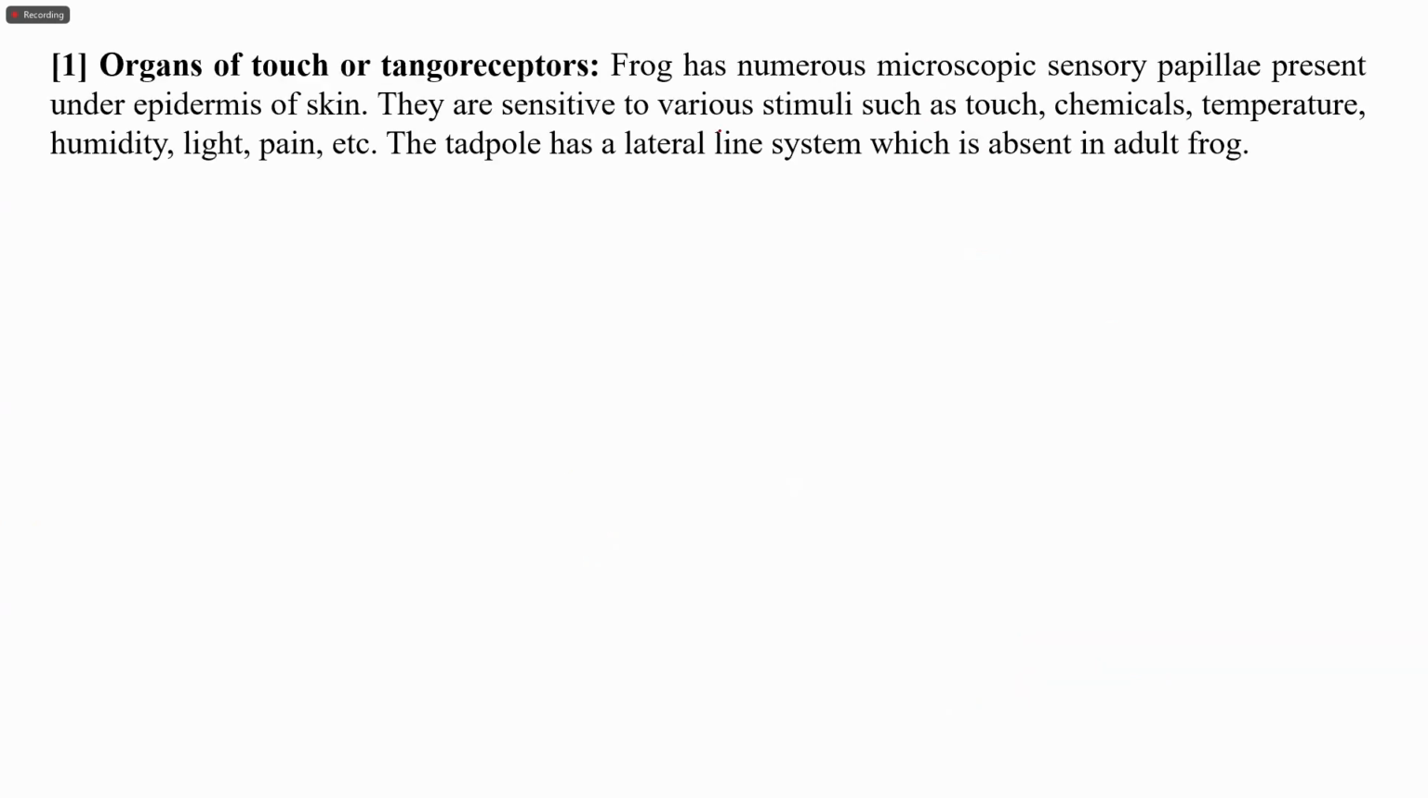So, organ of touch is also known as the tango receptor. Tango means related to touch. Frog has numerous microscopic sensory papillae which are present in the skin. This is important. Tango receptors or touch receptors are present under the epidermis of the skin and they are sensitive to various stimuli such as touch, chemical, temperature, humidity, light, pain, etc.